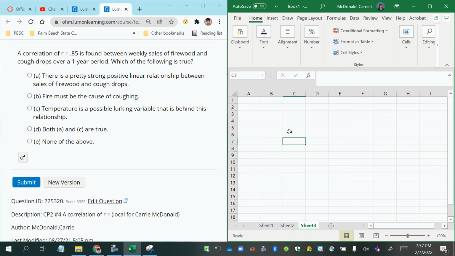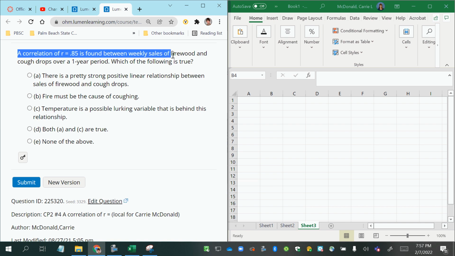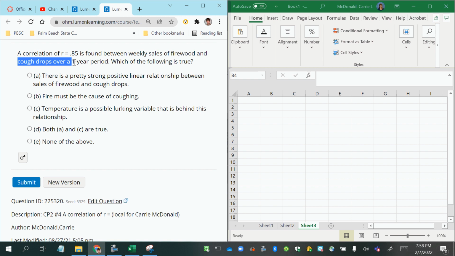I don't think we're going to actually need this spreadsheet. Let's read this here. It says a correlation of R equals 0.85 is found between weekly sales of firewood and cough drops over a 1-year period. Which of the following is true? All right. Either A, there is a pretty strong positive linear relationship between sales of firewood and cough drops.